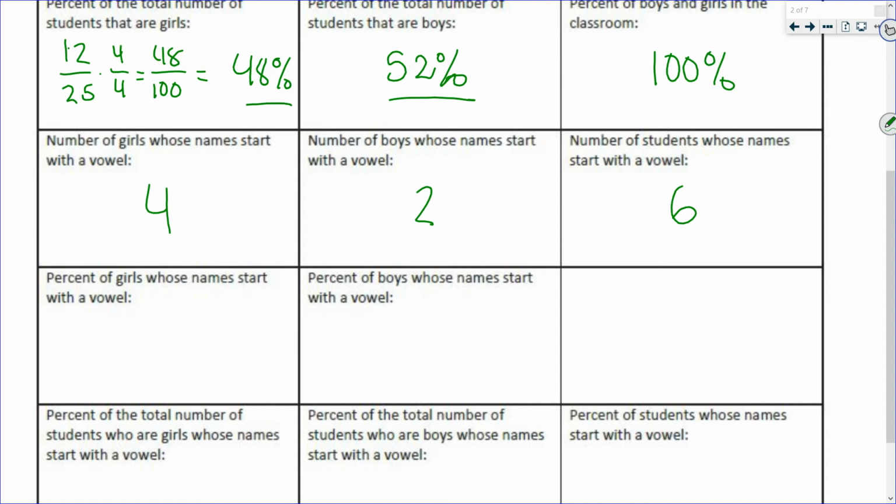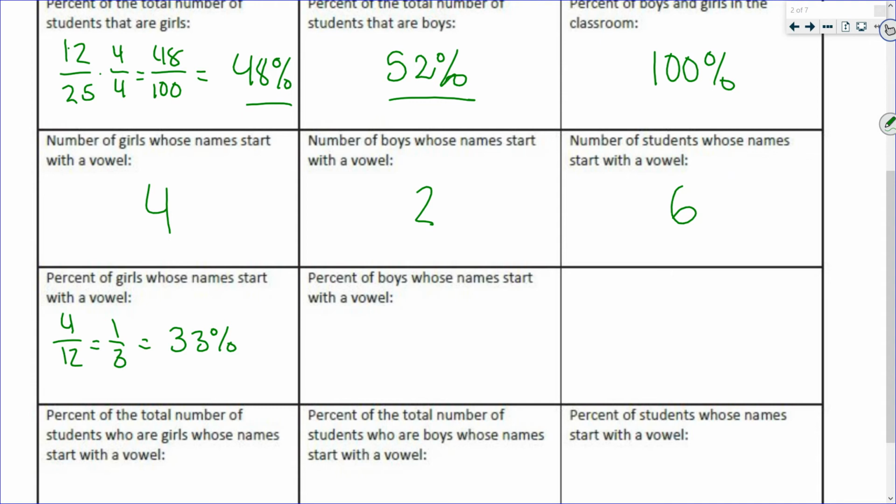The percent of girls whose names start with a vowel. Now, are we talking about the percent of girls in the whole class that start with a vowel? No, we're talking about a percent of just the girls. How many girls are in the classroom? So that means 4 girls out of 12 have a name that starts with a vowel, which reduces to 1/3, or we're going to say 33%. So 33% have a name that starts with a vowel out of just the girls. Now, the percent of boys whose names start with a vowel.